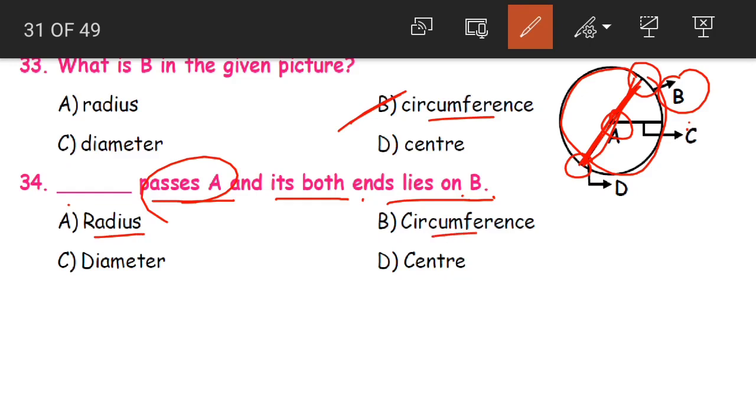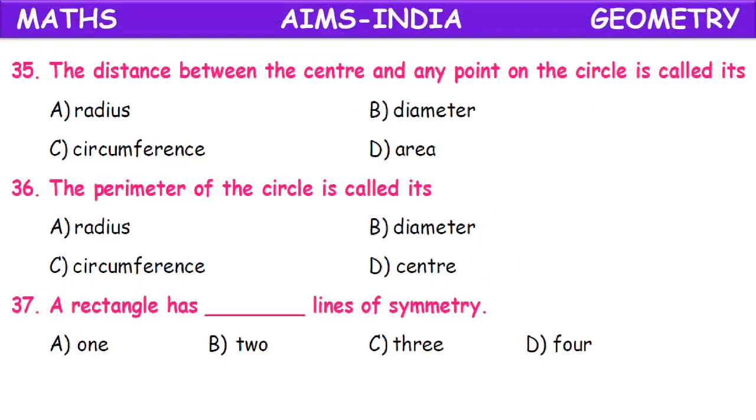Will this be called as the radius, circumference, diameter or center? Yes, it will be called as the diameter. What is the diameter of a circle? It passes through the center of the circle and its endpoints lie on the circle.